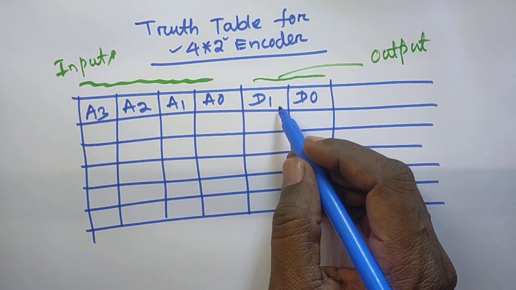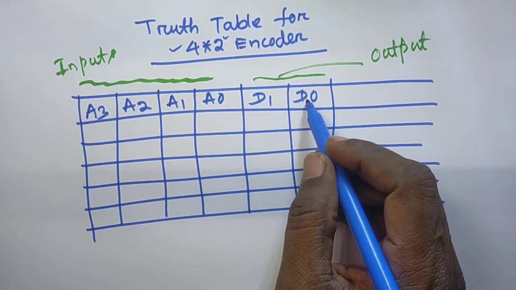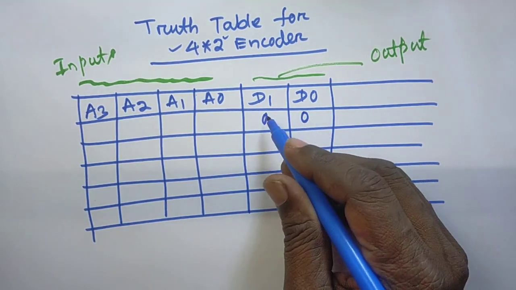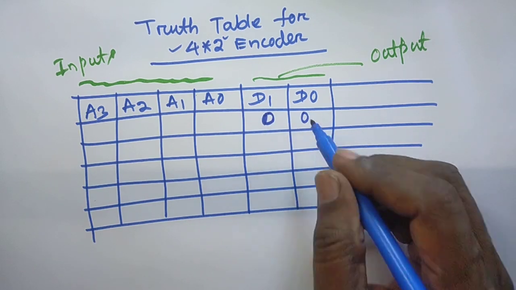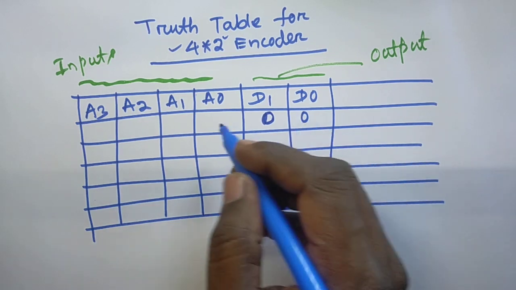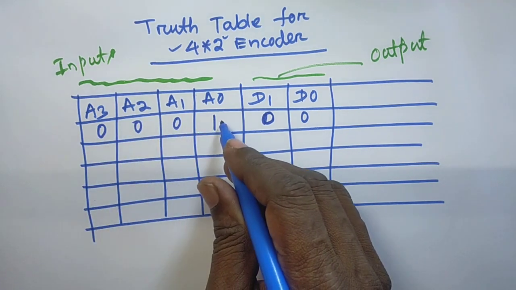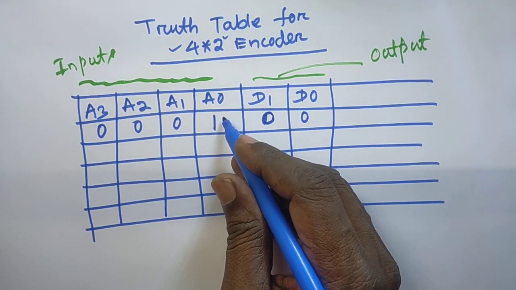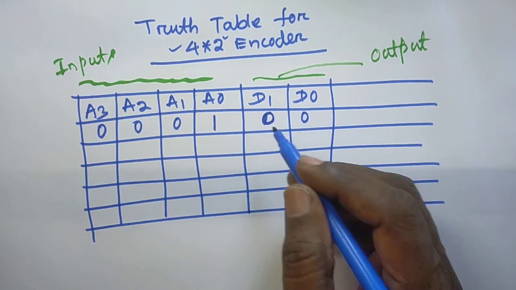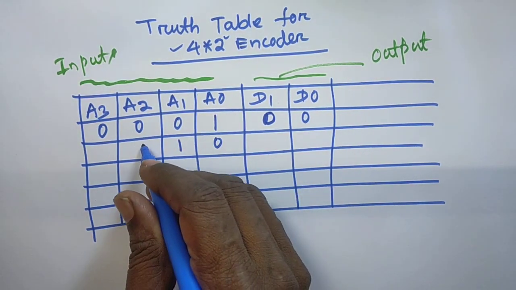Whenever you go through, suppose, a decoder, 0 0 are considered as input, but now we will consider the reverse case: 0 0 as output, one is 0, another is 0. On what basis is this 0? Whenever A0 is 1, the other parts will be 0. 0, 0, 0: whenever this A0 is 1, then D0 is 0 and D1 is 0. Similar case here: 0, here is 1, 0, 0.